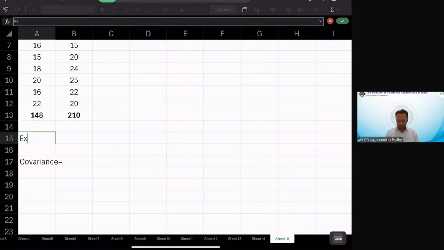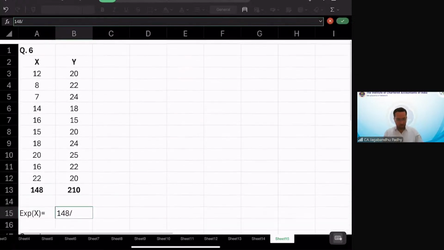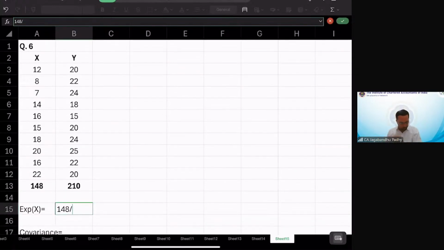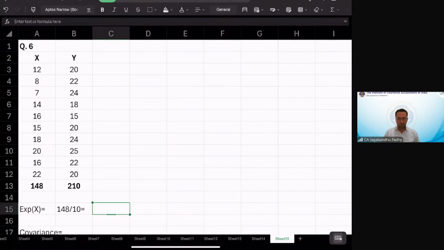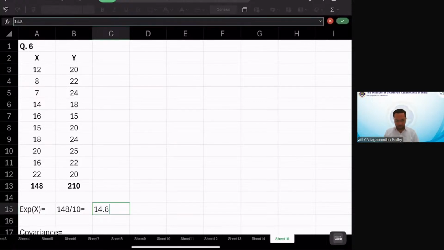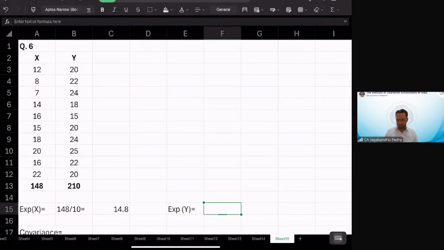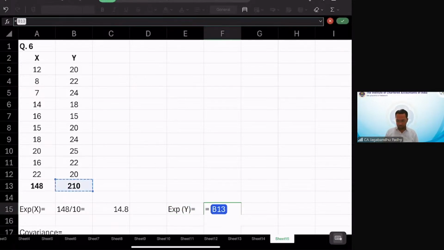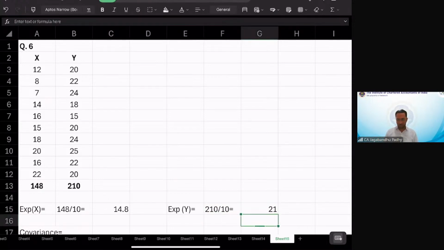So we can say expected value of X, or the first security, will be 148 divided by, what's the number of observations here? 10. So the expected value is 14.8, and then the expected value of Y will be computed as 210 divided by 10, which is 21.